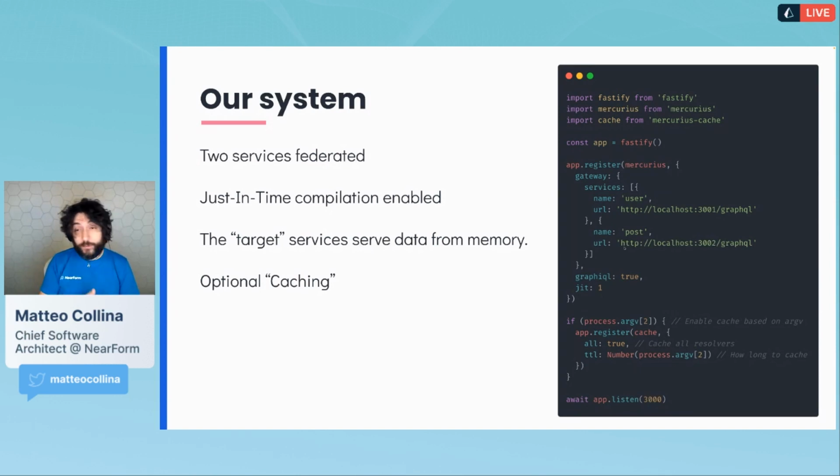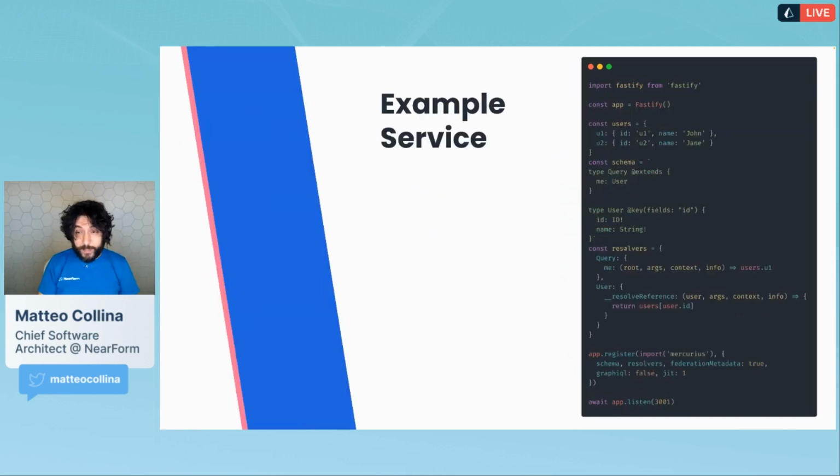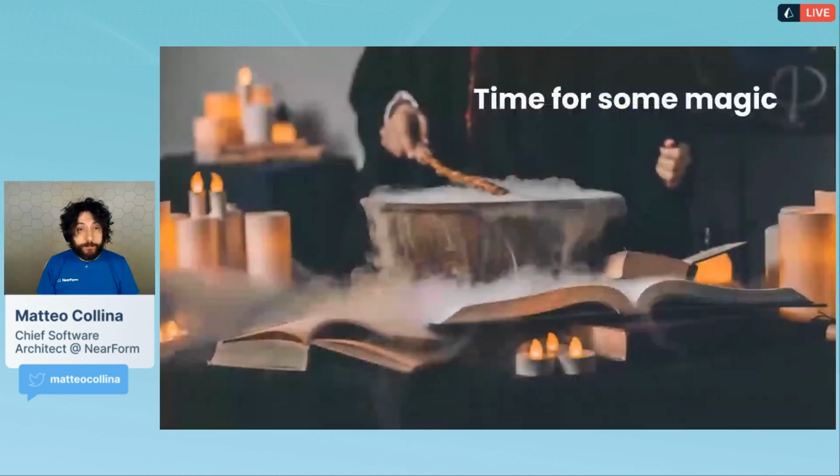In fact, if there is a database involved, you would probably see way more dramatic improvements. So this is one of the example services. We have our users, our schema, our resolvers, very easy. We are enabling the JIT, and it's pretty normal stuff.